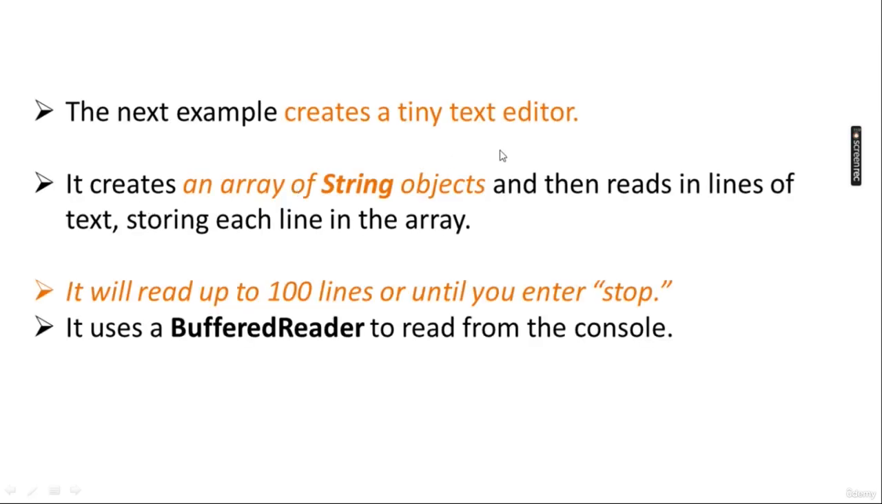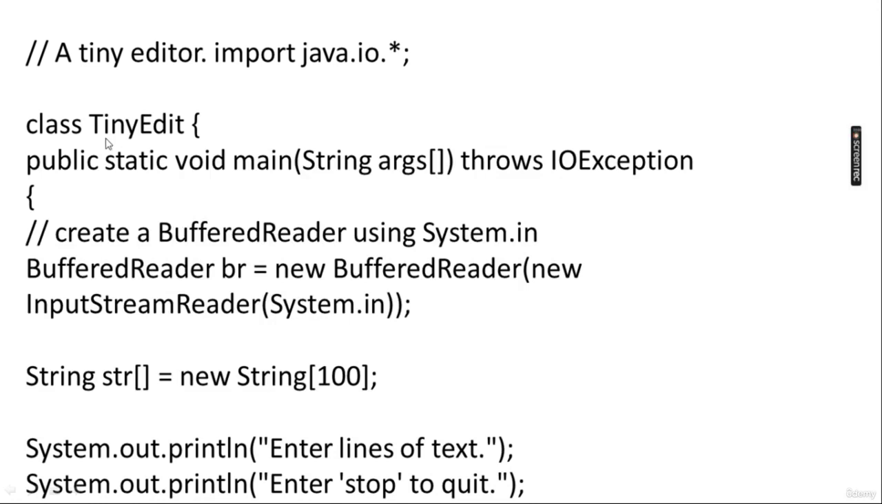Now we will see the tiny text editor. It creates an array of string objects and then reads in lines of text, storing each line in the array. It will read up to 100 lines or until you enter stop. So there are two possibilities to stop the program: it will read a maximum of 100 lines, or until you enter stop. It uses BufferedReader to read from the console. So the tiny editor is here.